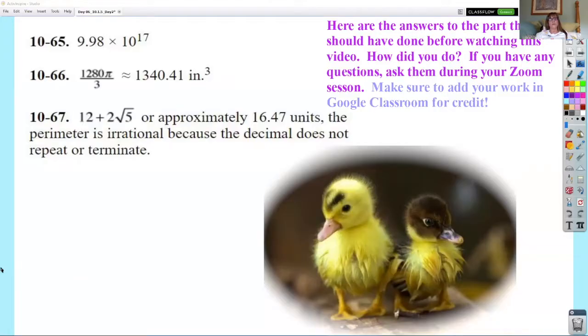Okay, we are back. First, let's check your answers to your review and preview. For 1065, you see your answer there, written in scientific notation, and then there's 1066, 1067. Go ahead and check your answers real quick, and then we're going to continue. If you have any questions, you want to ask them during your Zoom session. Make sure to add your work in Google Classroom for credit.